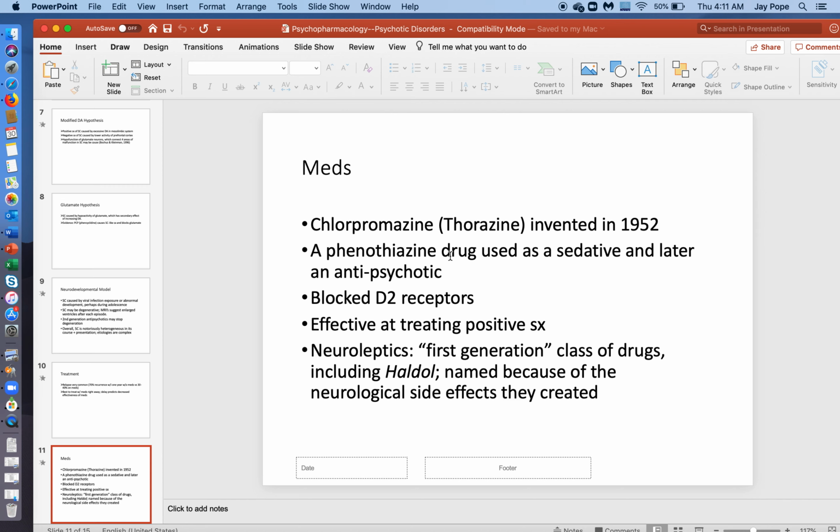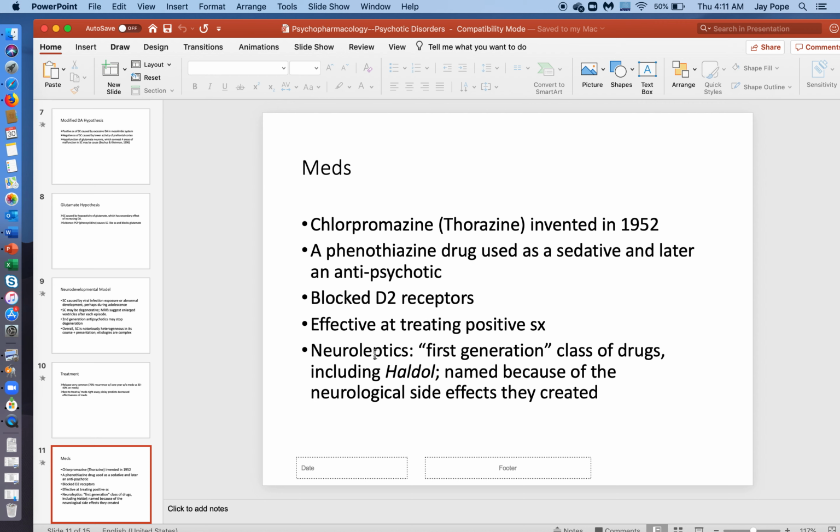But then later as an antipsychotic, they noticed by accident that people who took it tended to not just calm down, but their symptoms started to go away. And so it blocked these D2 receptors, and it's pretty effective at treating the positive symptoms of schizophrenia. We'll come back to these in the area of side effects.